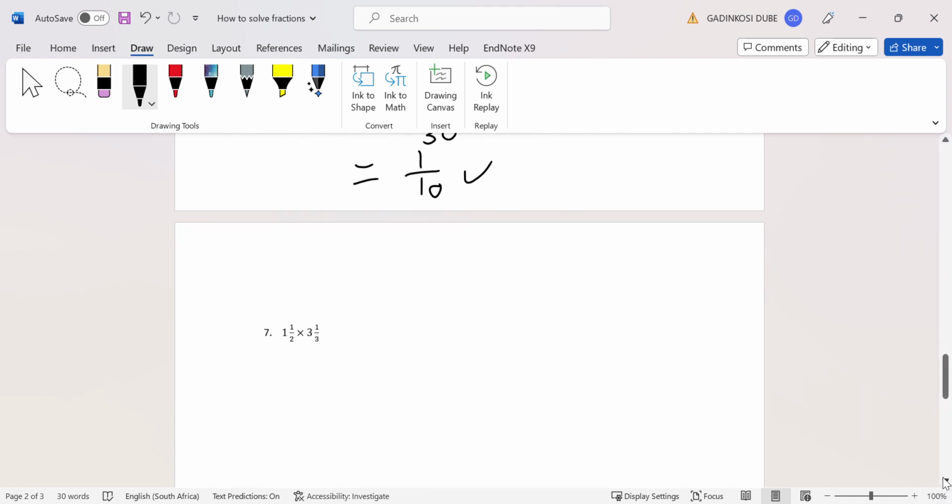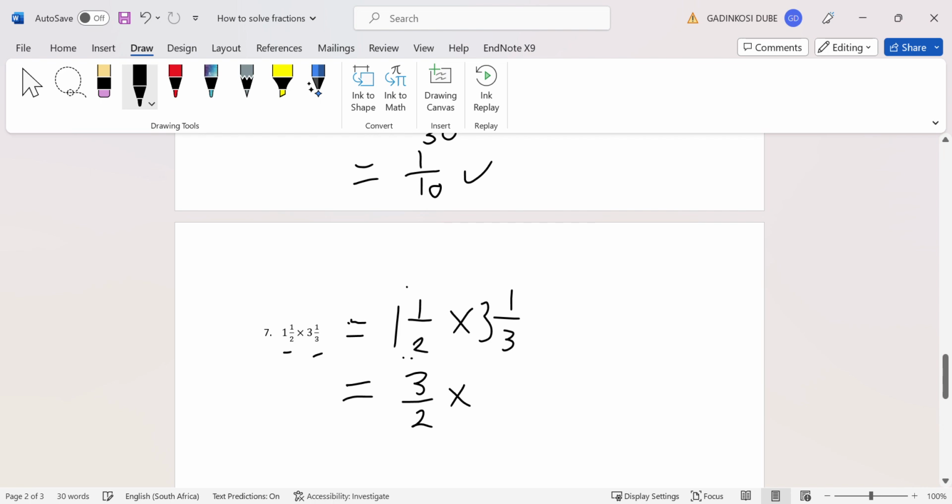Then you get your final answer. Now let's look at a case when you're multiplying mixed fractions. There's still nothing that is problematic. What you first do is convert this to a top-heavy fraction, or improper fraction. So you're going to have 1 and 1 over 2 multiplied by 3 and 1 over 3. Now you convert this to a top-heavy fraction. 2 times 1 is 2 plus 1 is 3. So it's 3 over 2.